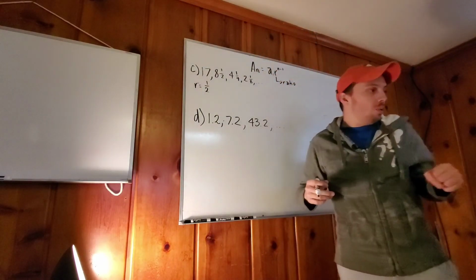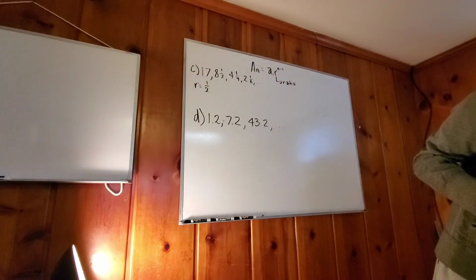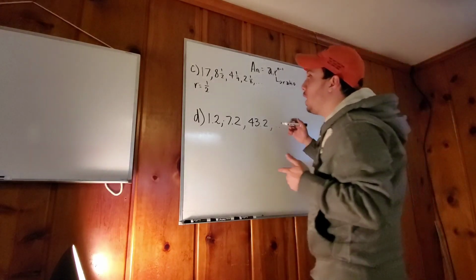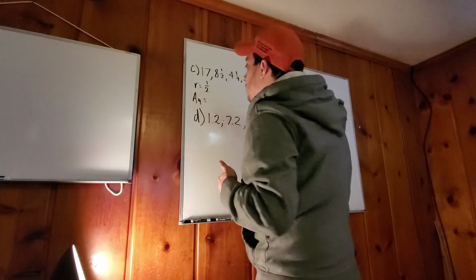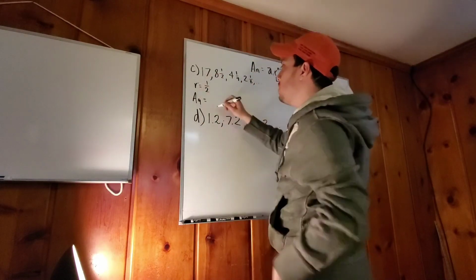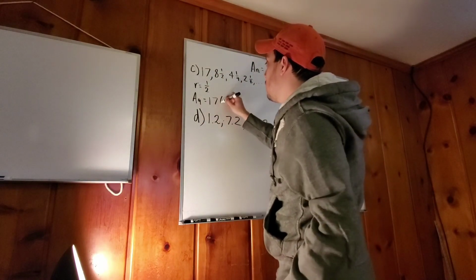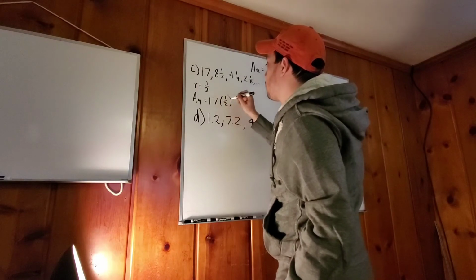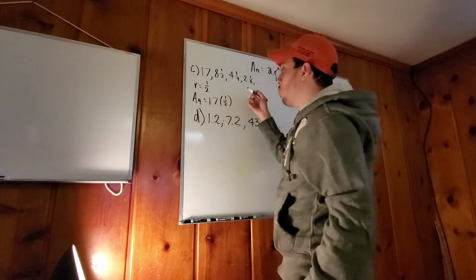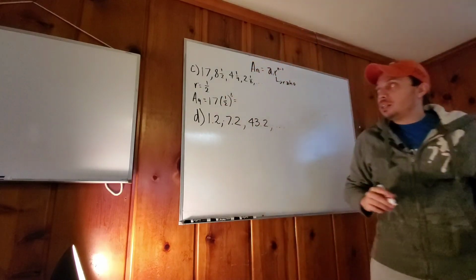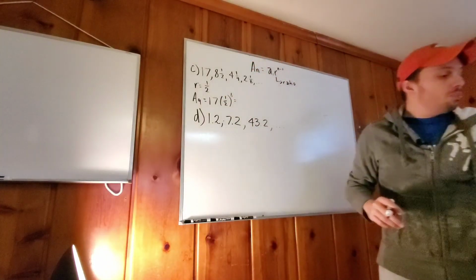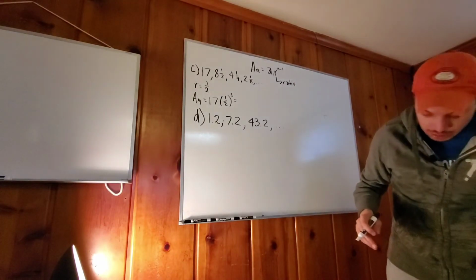Now, the term that we're supposed to look for is the 9th term, okay? So what is A9? Okay, so A9 is going to be 17, because that's our first term, times 1/2. 9 minus 1 is 8. I'm not going to be doing the whole thing all the time. And so what I have to do is multiply 1/2 times 8.